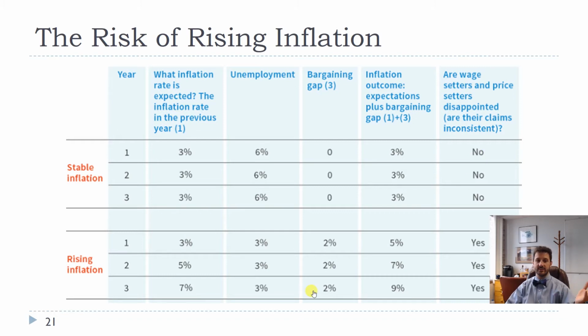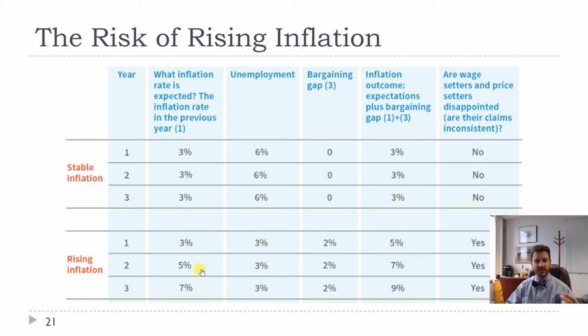What about with rising inflation? Well, if inflation was 3% and we try to move the unemployment rate to 3%, that opens up a bargaining gap of 2%. That means that actual inflation is going to be the 3% that we expected plus the 2% due to the bargaining gap, or 5%. Now workers are disappointed, firms are disappointed, and now we have 5% inflation.